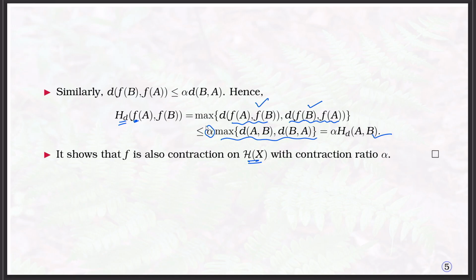contraction on h of X with the same contraction ratio. So, this theorem says that if you define a contraction mapping on X, then f of A, where A is taken from h of X, defined as f of A equal to the set of all f of x such that x belongs to A, is again a contraction on h of X with the same contraction ratio alpha.